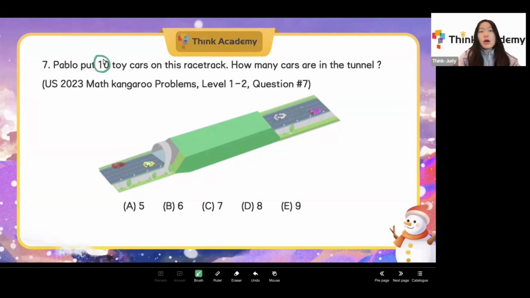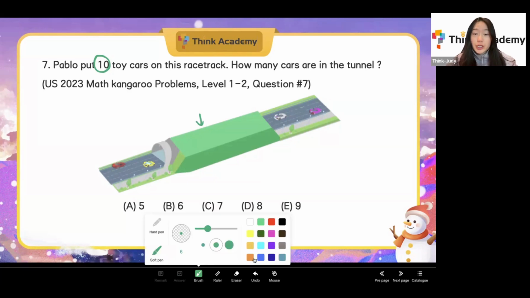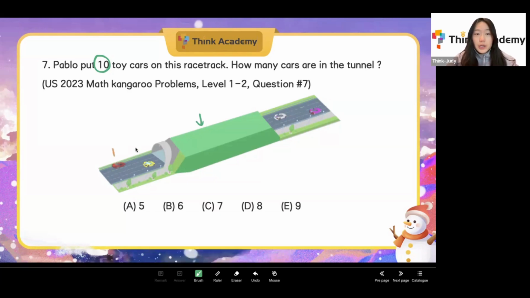We have 10 cars in total, but how do I know how many in the tunnel? Actually, we need to observe the picture. And as you can see here, we don't know how many cars are inside the tunnel, but I know outside the tunnel there are several cars. So we just count in order 1, 2, 3, and 4. That means we have 4 cars outside it.